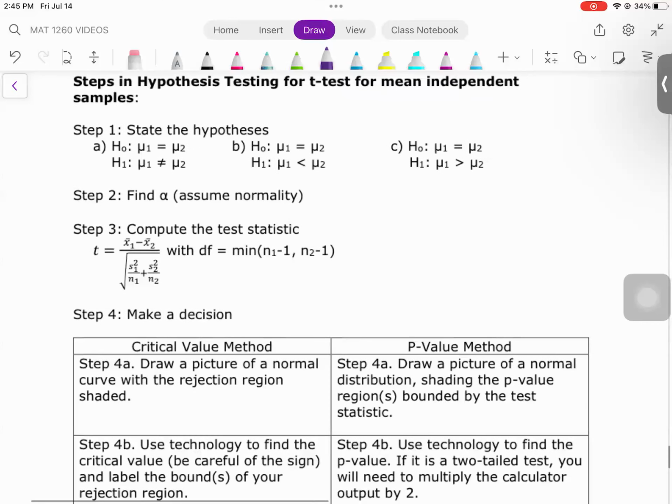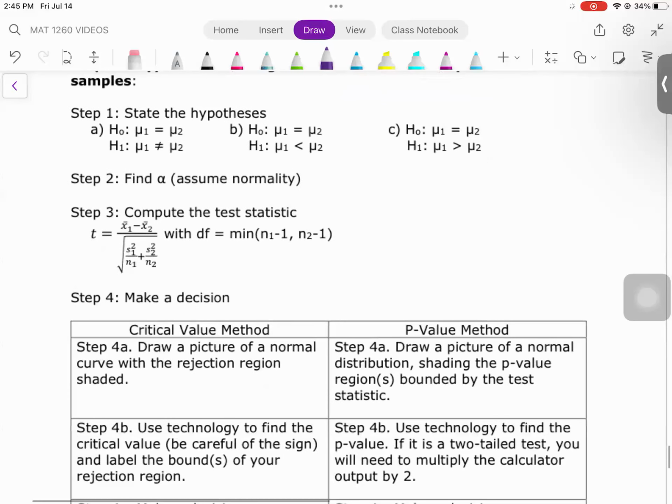Step 2, find alpha. Step 3, we calculate our test statistic. Our test statistic formula: t equals x bar 1 minus x bar 2 divided by the square root of the variance of sample 1 divided by n1 plus the variance of sample 2 divided by n2. I chose to say variance because the standard deviation squared is our variance. Now for the degrees of freedom, we're going to use whichever is smaller, n1 minus 1 or n2 minus 1.